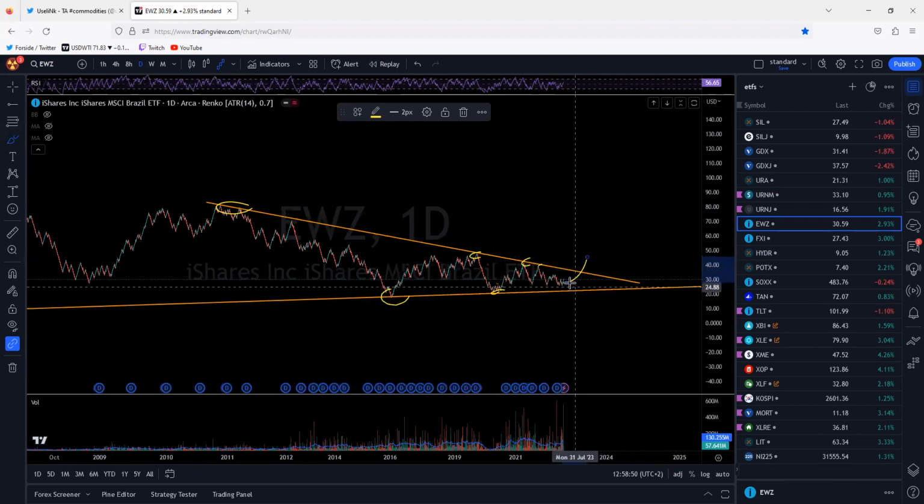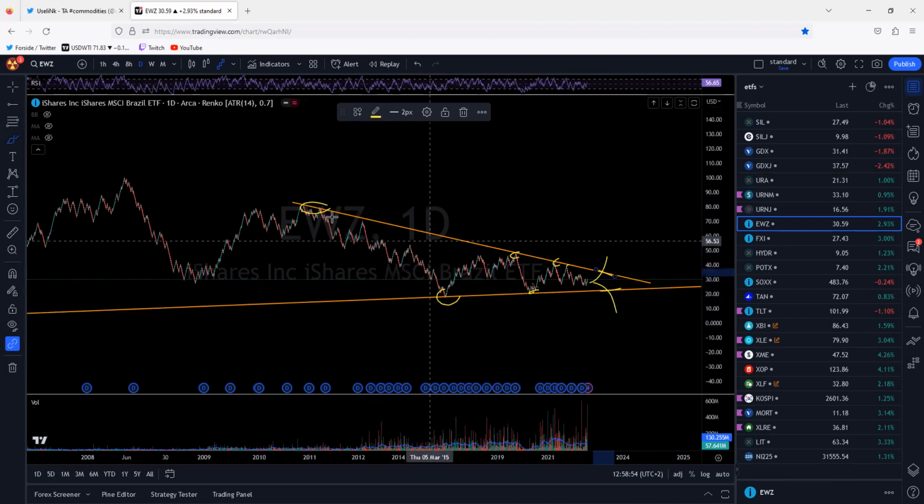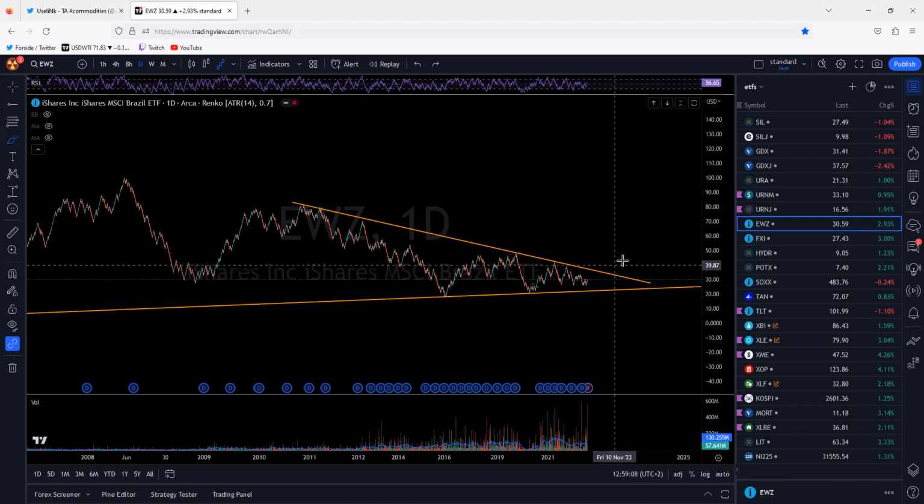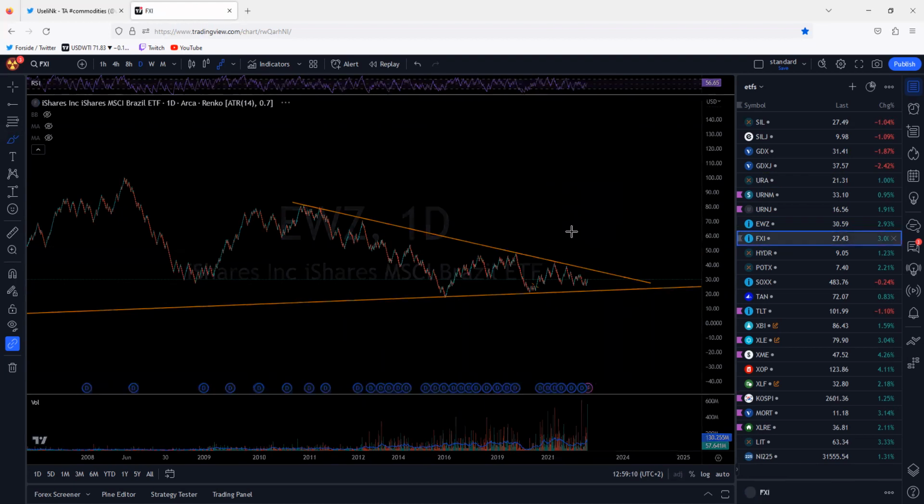So when we get a break here this way or this way, that's where you short, that's where you go long. And this right here goes back 13 years, all the way back. So just have patience, but I think the Brazilian ETF will perform very well. Especially emerging markets will do very well very soon.